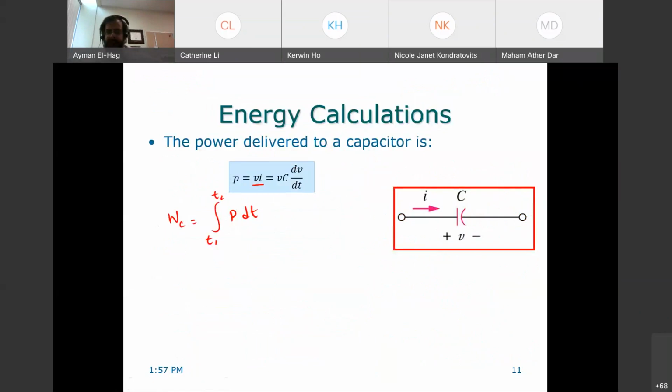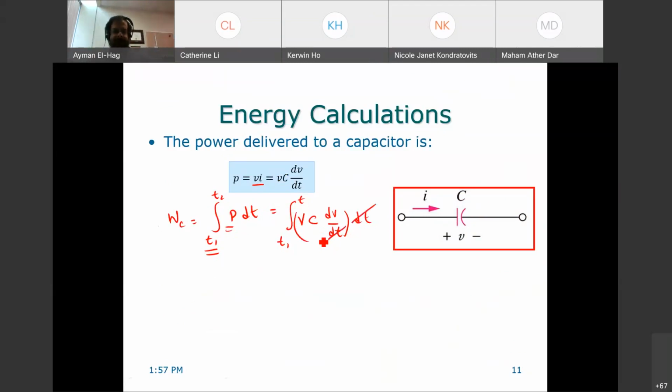Okay, so the energy is equal to the integration from, so usually we say, find how much energy is stored in the capacitor from T1 to T2. T1 could be 0 at the initial time. So this is the energy stored in the capacitor. This is the formula. Now let's substitute here. So integration from T1 to T2. Now I will substitute p with its value. So it's vC dV by dt. So all of this is your p times dt.